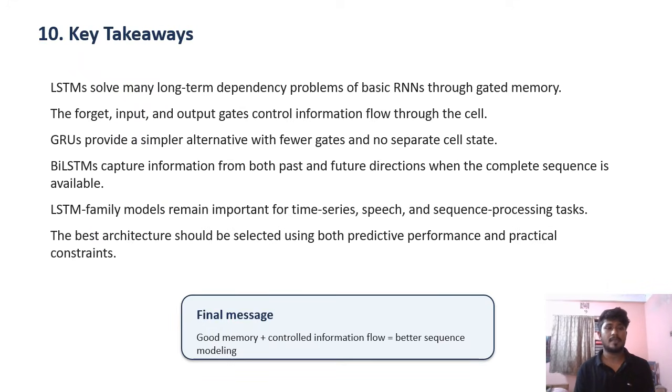Now we'll see key takeaways. LSTM solves many long-term dependency problems of basic recurrent neural networks through gated memory. The forget, input and output gates control information flow through the cell. Gated recurrent units provide a simpler alternative with fewer gates and no separate cell state. Bidirectional LSTM captures information from both past and future directions when the complete sequence is available. LSTM family models remain important for time series, speech, and sequence processing tasks. The best architecture should be selected using both predictive performance and practical constraints. The overall summary or final message is: good memory plus controlled information flow equals better sequence modeling.